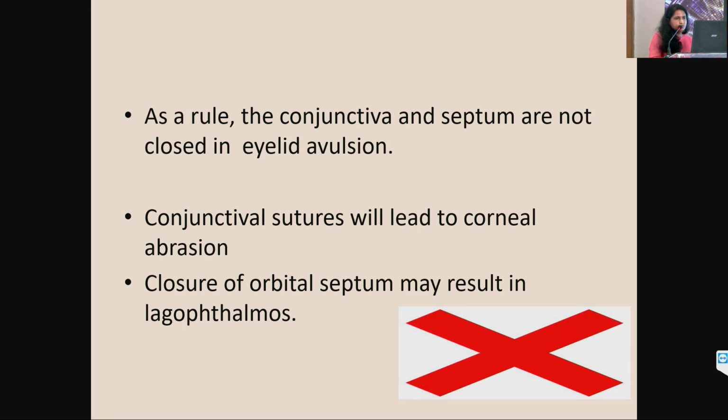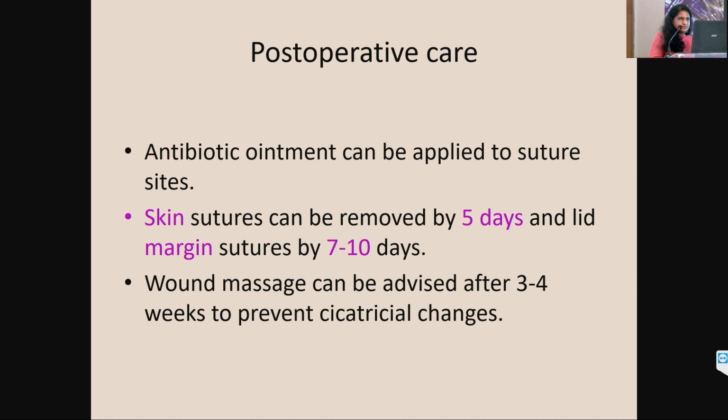As a general rule, the conjunctiva and septum are not closed in eyelid avulsion. Conjunctival sutures will lead to corneal abrasion, and closure of septum may result in lagophthalmos. Postoperatively, skin sutures can be removed by 5 days and lid margin sutures by 7 to 10 days. Wound massage can be advised after 3 to 4 weeks to prevent cicatricial changes.